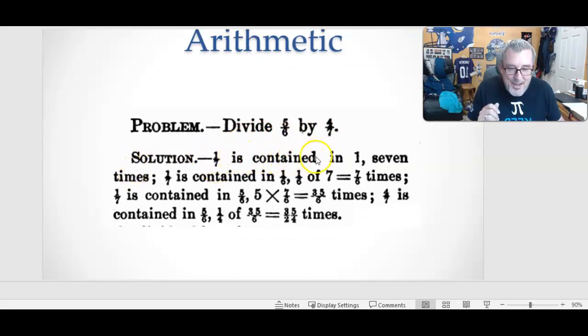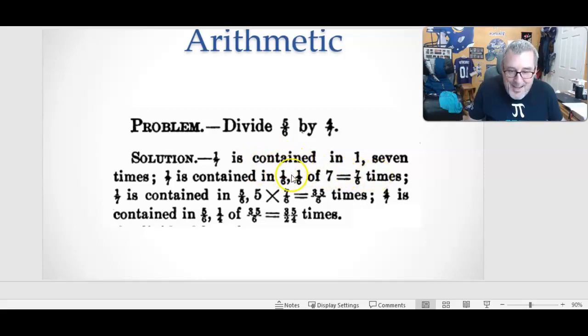1/7 is contained in 1 7 times. Pause there for a minute. Sound familiar? Instead of starting with 5/6, they just start with 1. Instead of 4/7, they just start with 1/7. How many 1/7 does it take to make 1? 7. And then 1/7 is contained in 1/6 of that. So if you had 1/6 as much, you would need 1/6 as many scoops. So 1/6 of 7, which is 7/6.